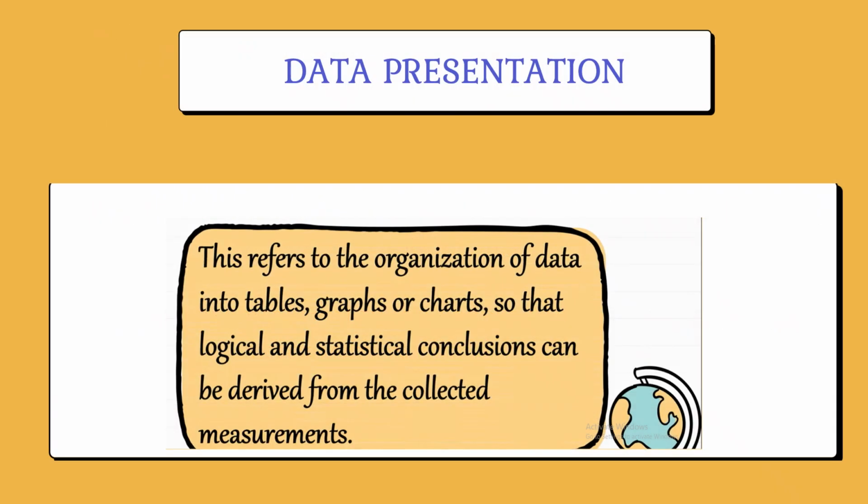So data representation refers to the organization of data into tables, graphs or charts so that logical and statistical conclusions can be derived from the collected measurements. First you collect the data, and then you represent it in an easy form, in tables or graphs, for the author or the reviewer to understand, because it will lead to an easy conclusion and your logical derivation will be very good and representable.